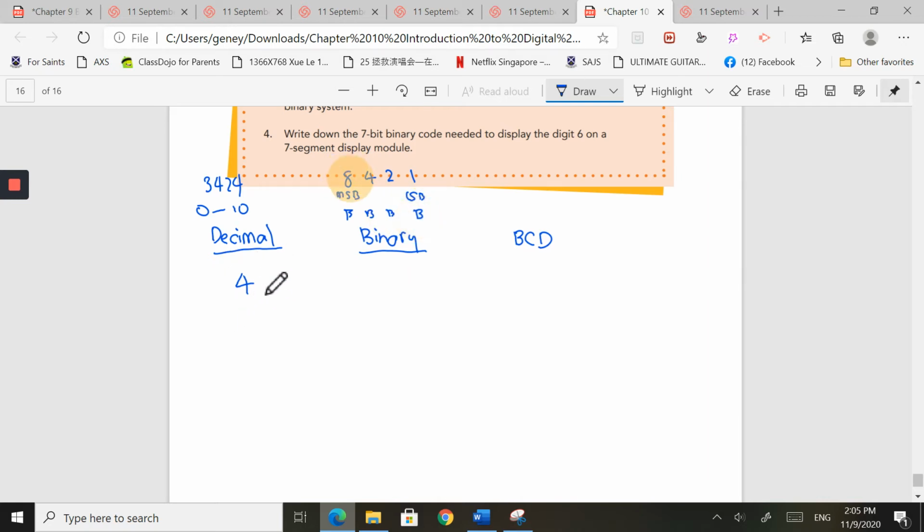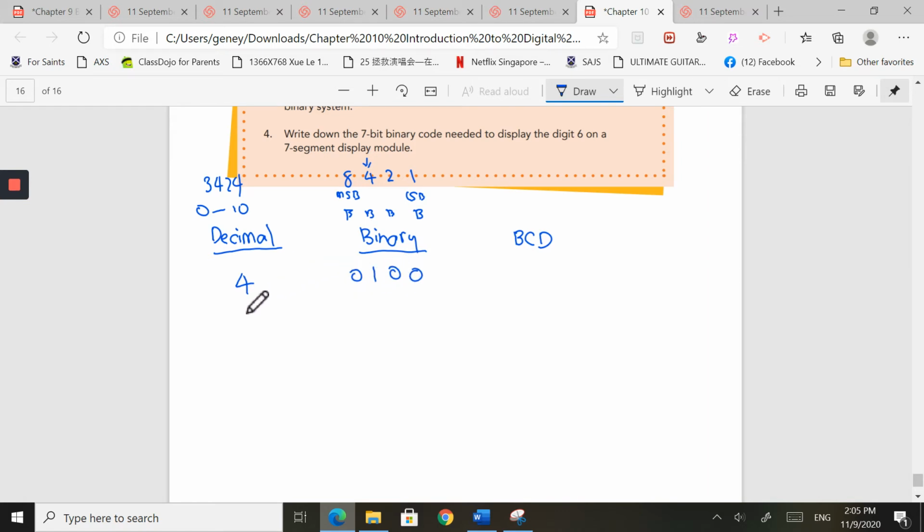So if my decimal is a value 4, the binary equivalent, if I look at 8421, is this: I want to see which of these will give me a value 4. I know it's only this value, only a value 4. So the 8, 2, and 1 I do not want, and if I do not want them, I put a 0. The 4 I do want. So it's 0, 1, 0, 0.